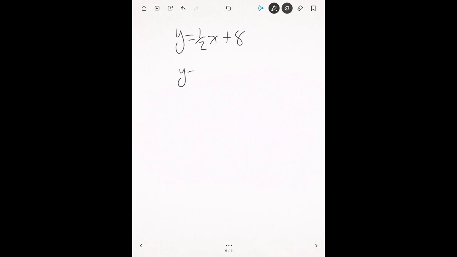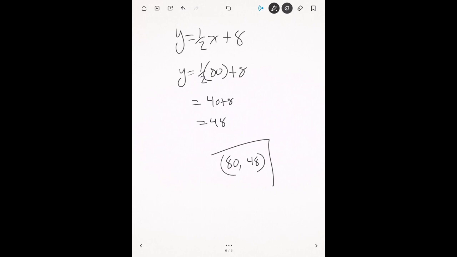So let's plug in 80 for x. So 1/2 of 80 is 40, plus 8 is 48. And we could write this as an ordered pair, 80, 48. But that's the big idea with these problems. When we say interpret and then evaluate, we just want to be very careful with the units that we're using here. So that's it for me.